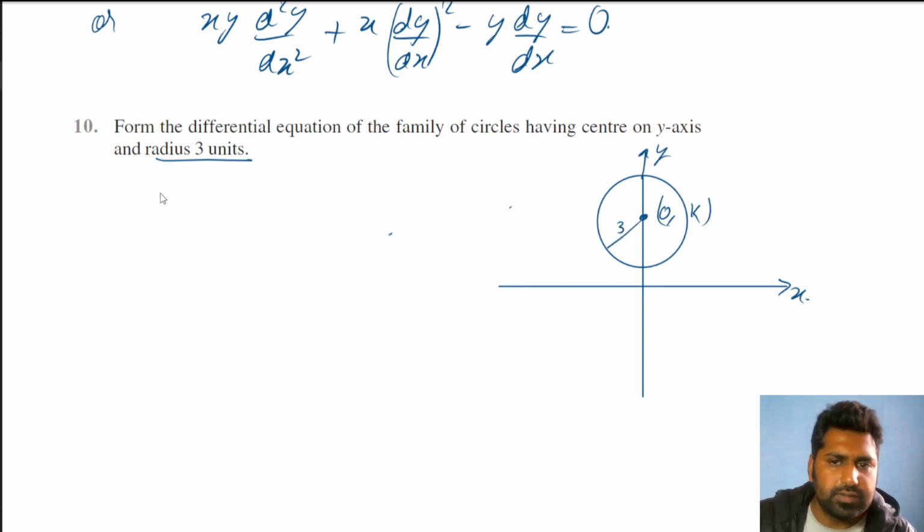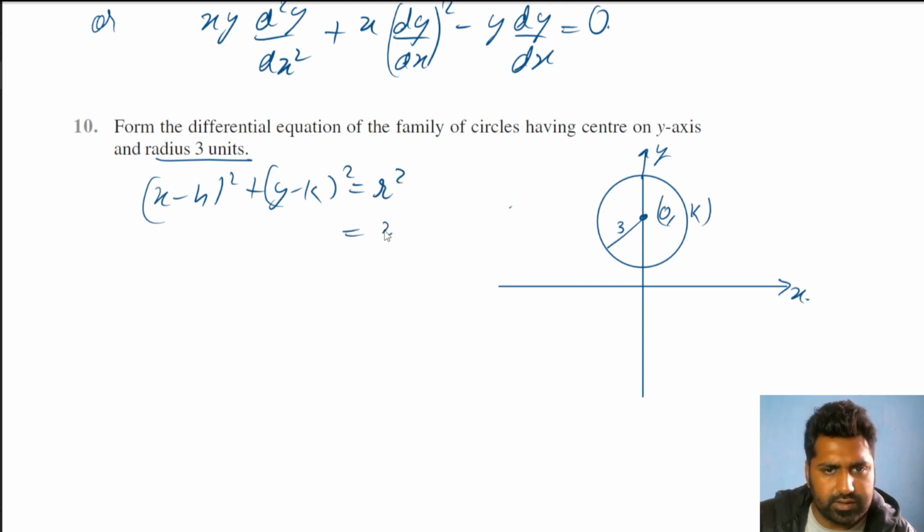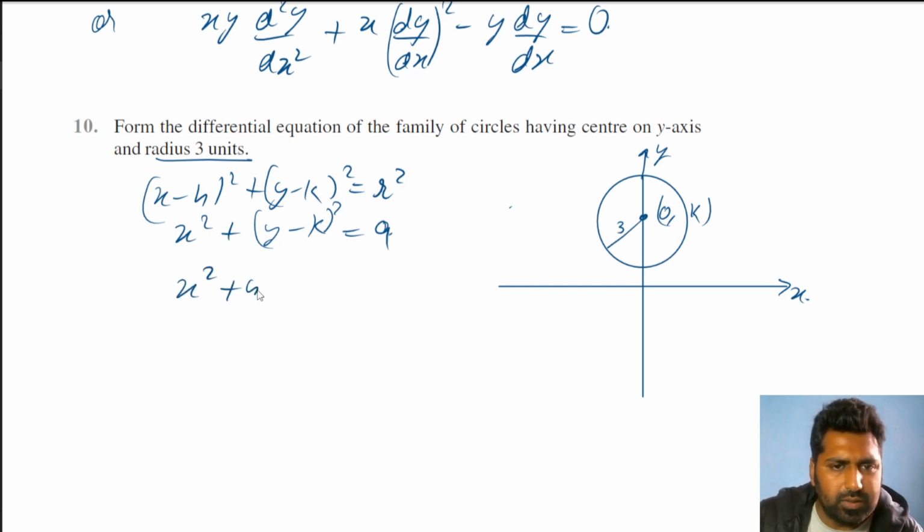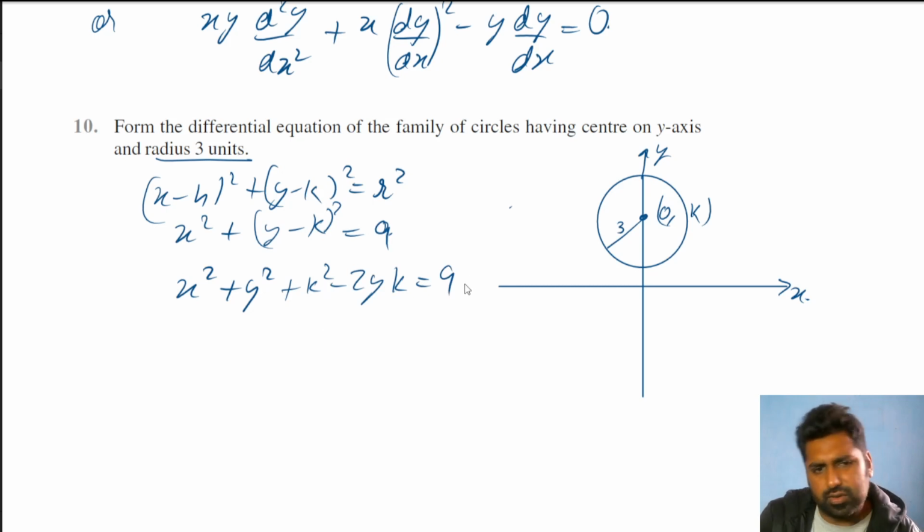So what will be the equation? The general equation is x minus h whole square plus y minus k whole square equals r square. Radius is 3, so r square is 9. h comma k is the center, and h is 0, so x square plus y minus k whole square equals 9. Expanding, x square plus y square plus k square minus 2yk is equal to 9. Get all the constants on the right side.